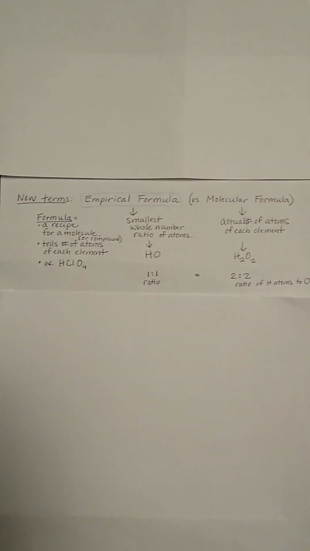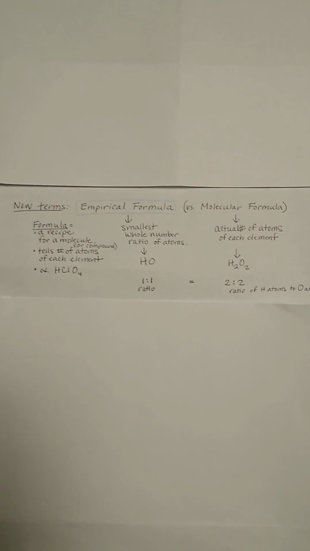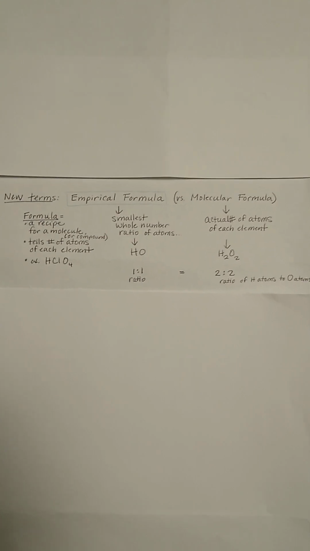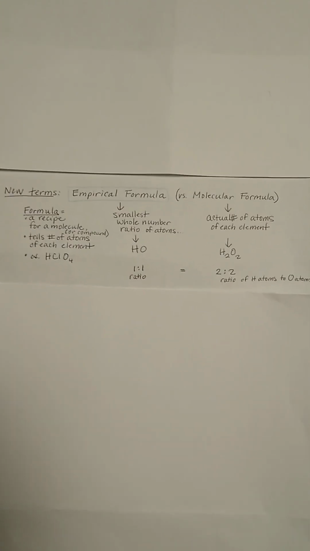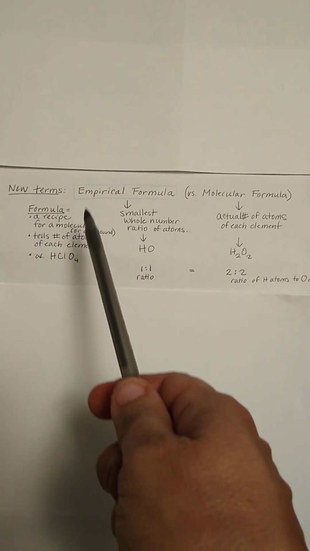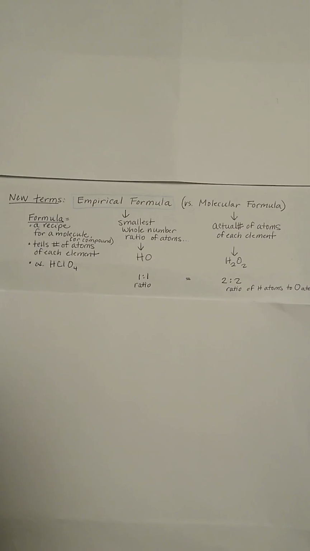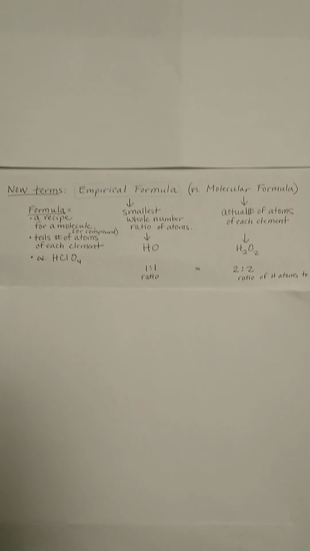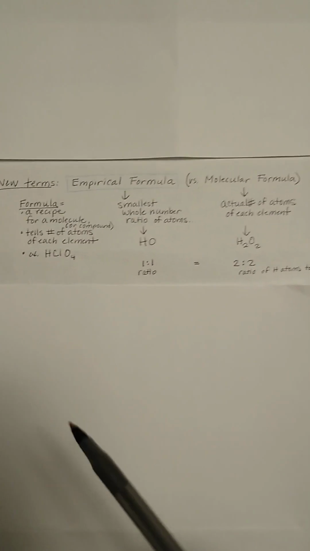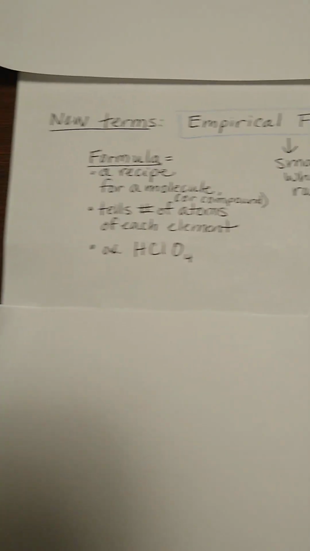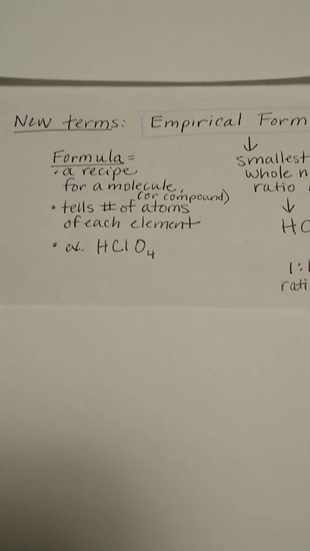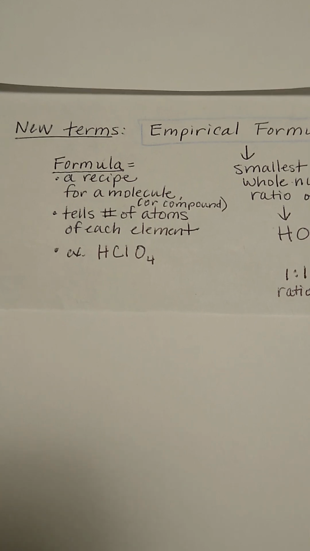Okay, so the new terms we're going to learn are the empirical formula, and that is as contrasted with a molecular formula. They're similar, and you'll find out the difference. But formula, just keep in mind, is just a recipe, right? A formula for something. It's a recipe for a molecule or a compound. And from now on, I'm just going to say molecule, but I always mean a compound too. Okay, so it's a recipe. It tells the number of atoms of each element. So, for example, in this right here, we have 1 atom of hydrogen, 1 atom of chlorine, and 4 atoms of oxygen.